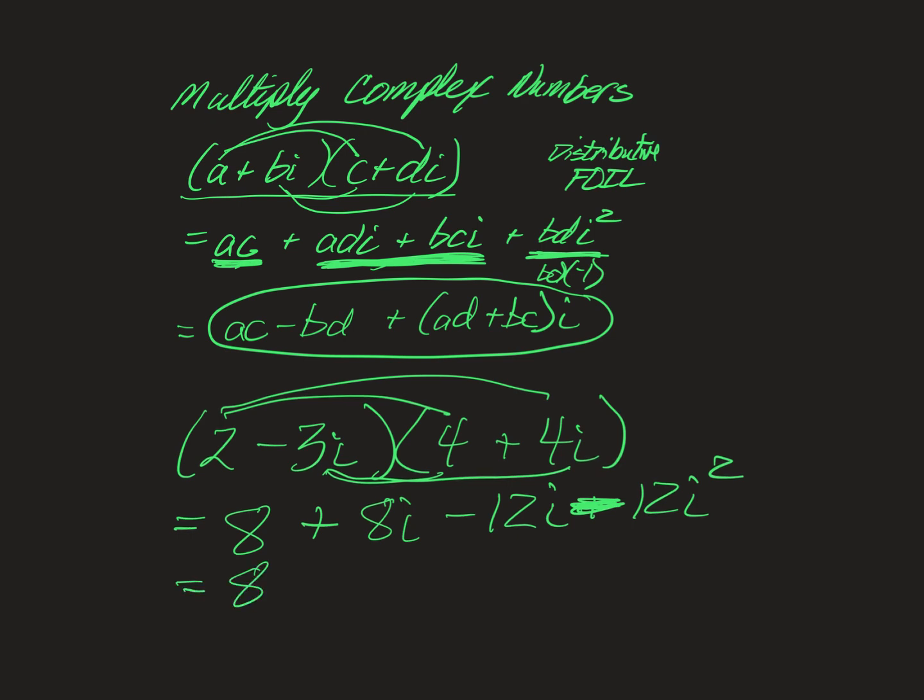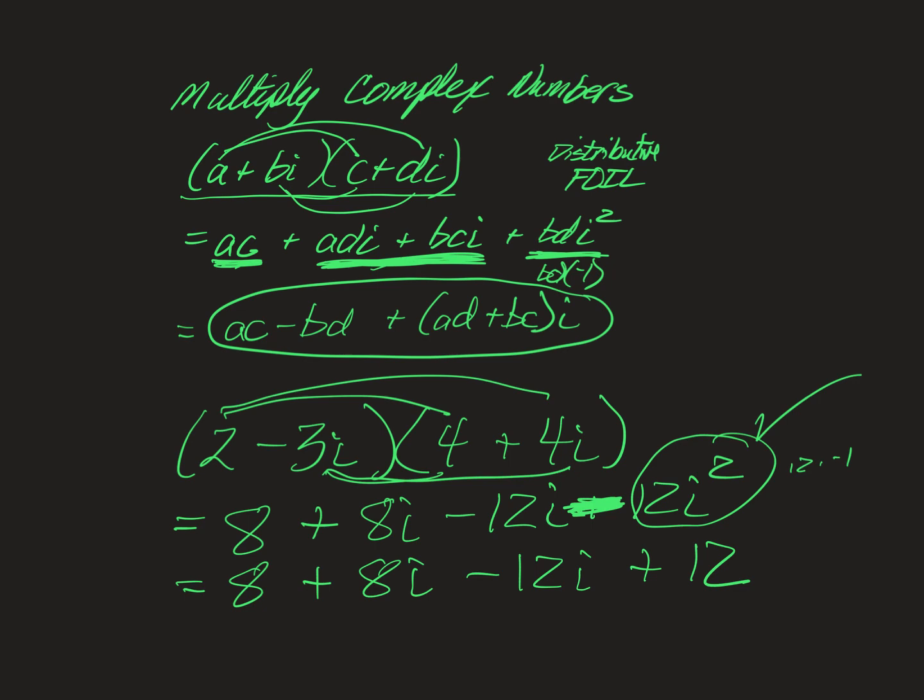So this becomes 8 plus 8i minus 12i plus 12, because it's 12 times negative 1, which is negative 12, and I'm subtracting, so it's a positive 12. So you've got to remember to change this every time. And now we write it as a complex number, 20 minus 4i, collecting like terms. And now we have multiplied those two complex numbers. Okay? So let's go to my favorite part, division of complex numbers.